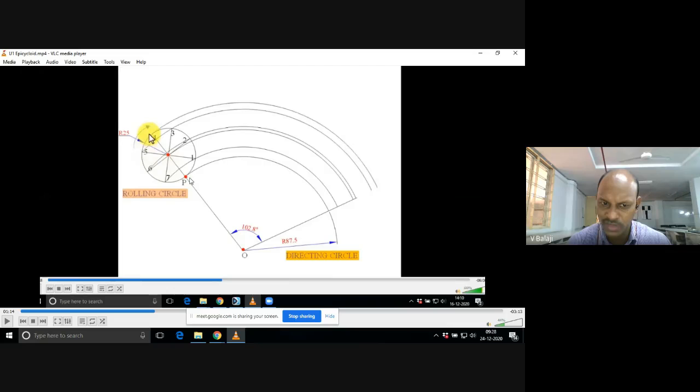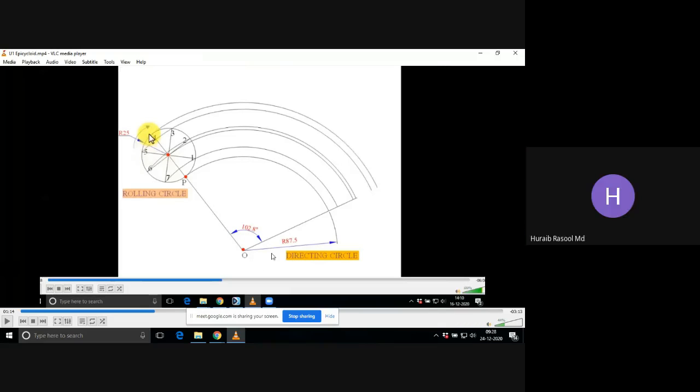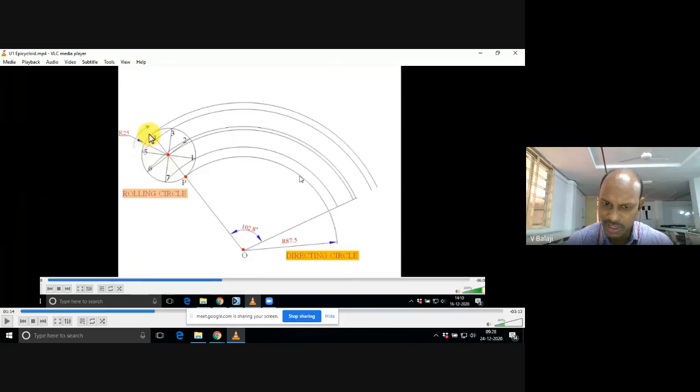What is the radius of that one? OP radius? 87.5. Okay, that is the circular path ground. Thereafter, you will get a circle of 25 mm radius on the OP extended line. Okay, divide that into 8 equal parts.